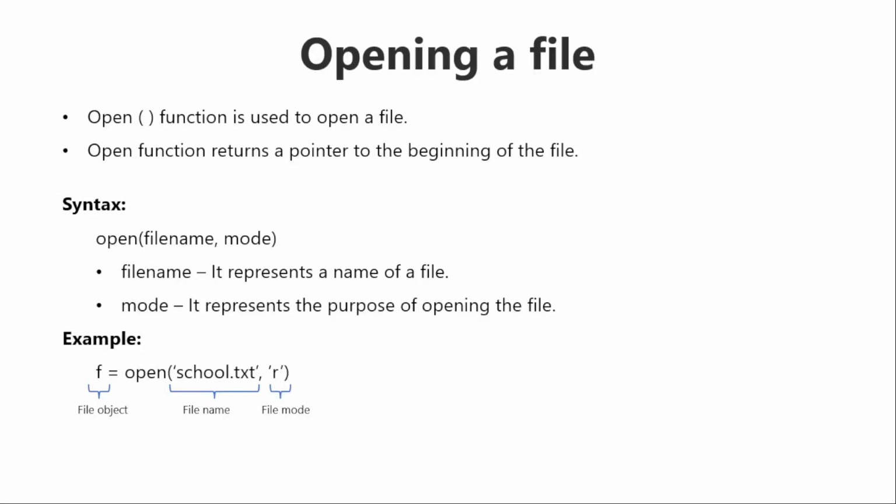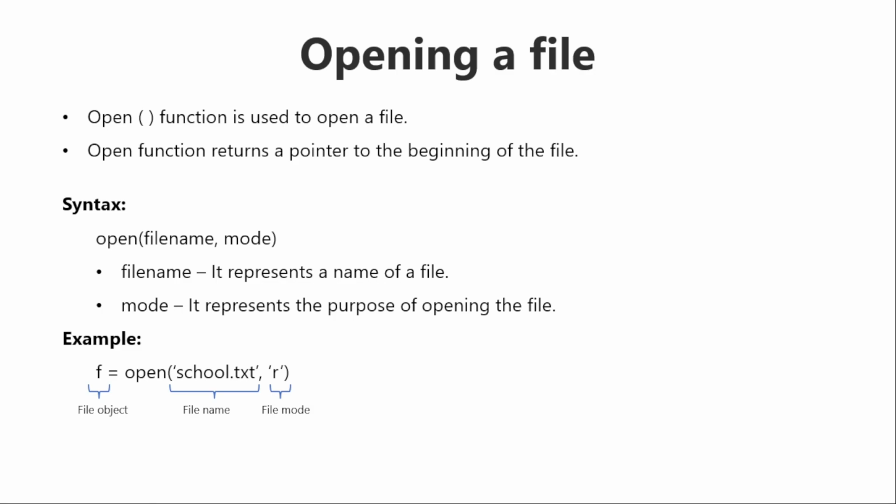Now let us move to open a file. In order to open a file, we can make use of the open function. The open function returns a pointer to the beginning of the file. So whenever you open the file, the pointer will be aiming at the first position of that file. For example, if you open a particular text file that has the characters hi, then when you open the file, the pointer will be pointing at the character before h, saying that it will be at the beginning of the file.